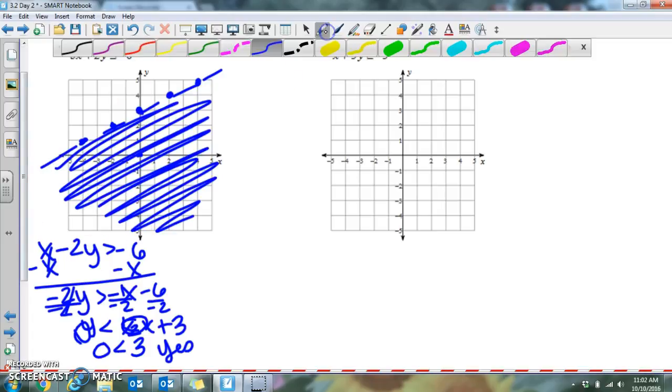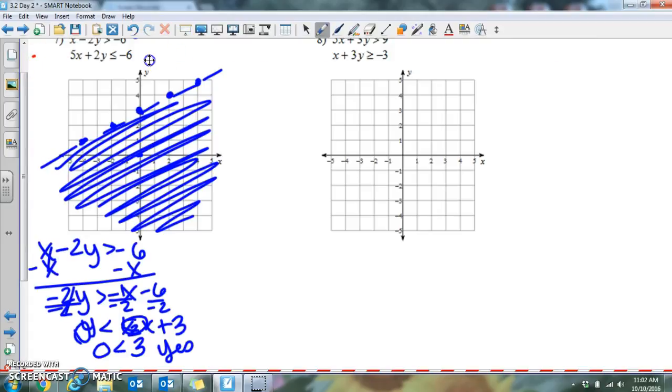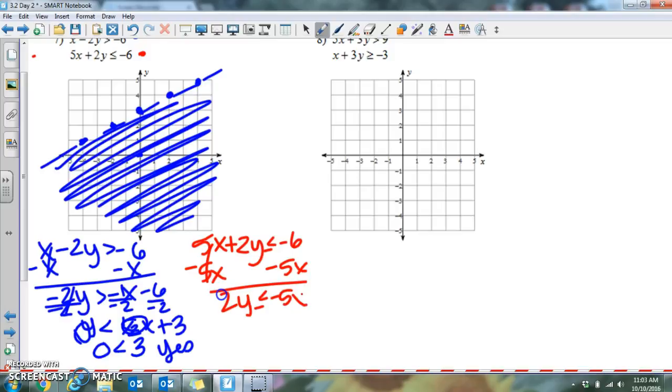Then I'm going to pick up my colored pencil, or a different pen, whatever, and do the next line with a different color. So 5x plus 2y is less than or equal to negative 6. On this red one, I'm going to subtract 5x from both sides. And I have a positive 2y is less than or equal to negative 5x minus 6. Divide everything by 2, and I have y is less than or equal to negative 5 halves x minus 3.